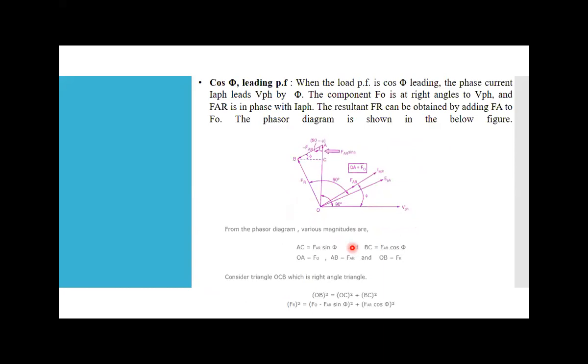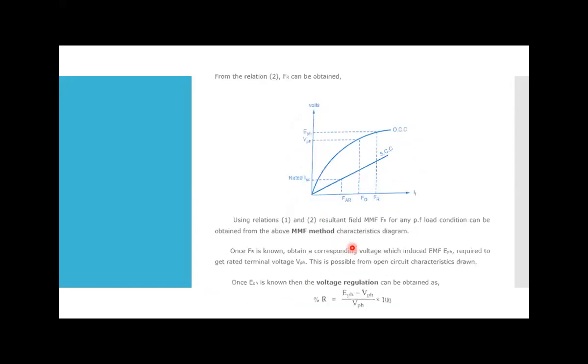Now suppose you have FR. But what do we actually have to find? We have to find this EPH and VPH. VPH we directly have, the phase voltage. But we have to find this EPH.